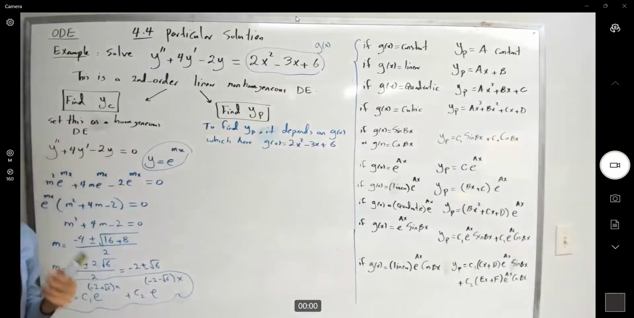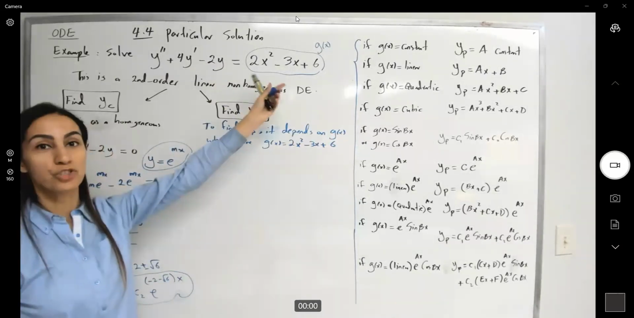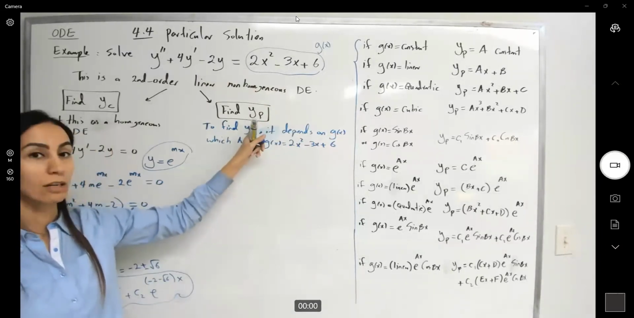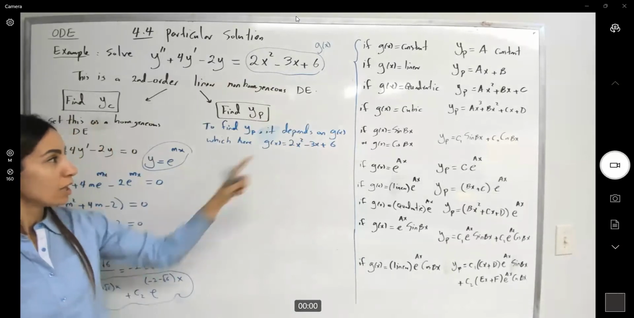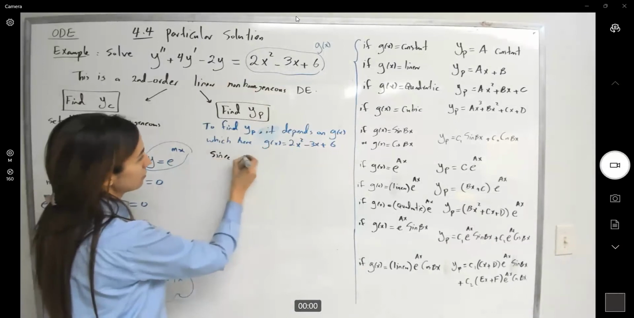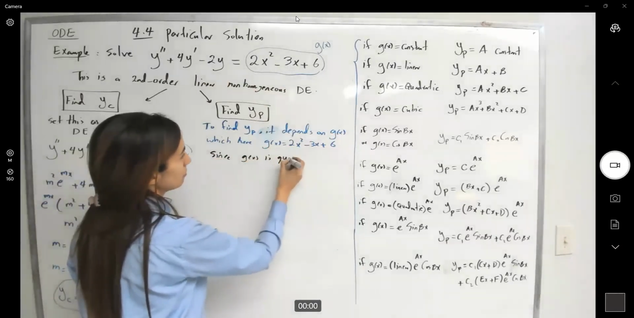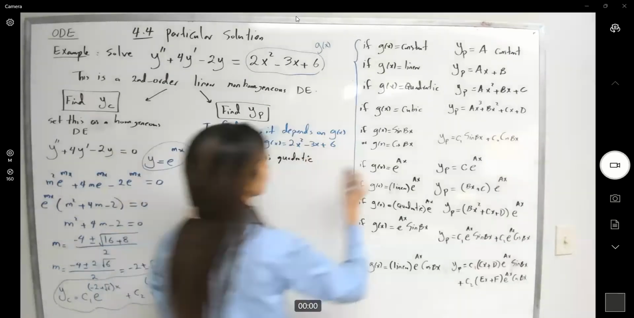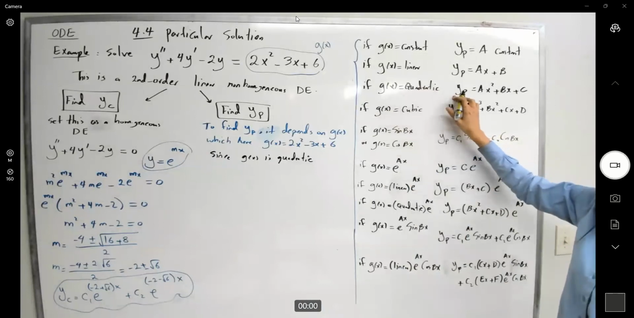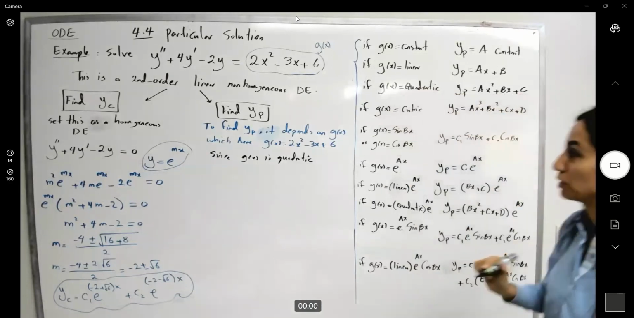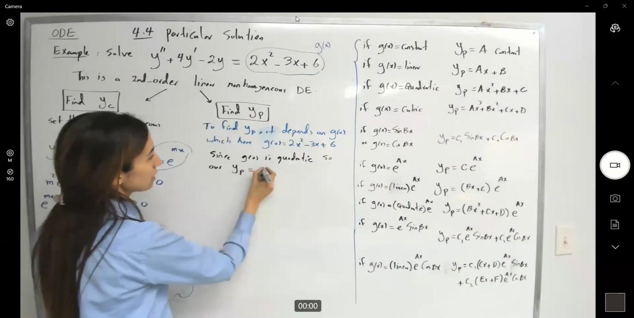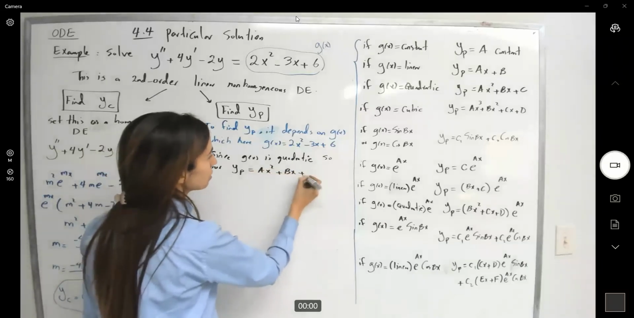Guys, this is not a solution. This is part of the differential equation. But we're going to use this to find y sub p, the particular solution. Since g is quadratic, our classification says, if g is quadratic, your particular solution has a quadratic form. So our y sub p is ax squared plus bx plus c.